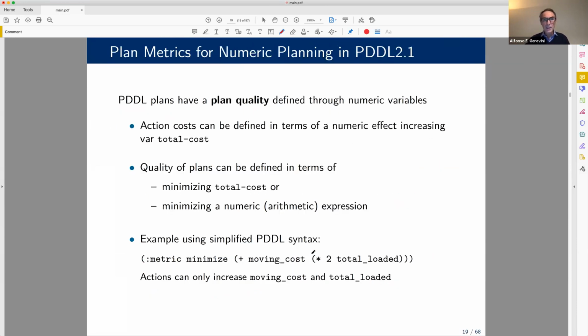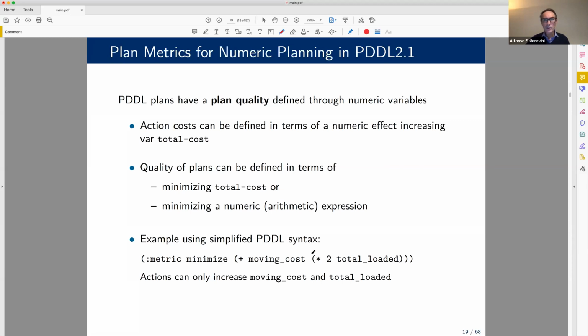Okay, so in PDDL we also have a way of representing the notion of plan quality. That is again through numeric variables. We can have single numeric variables like total cost, that initially is set to 0, and it's incremented by a certain amount by every action in the plan through the effects of the actions. The objective function to optimize the plan quality is to minimize this numeric variable, total cost. Or alternatively, instead of total cost, we can have an arbitrary arithmetic expression that involves more than one numeric fluent, and we want to minimize this numeric expression.